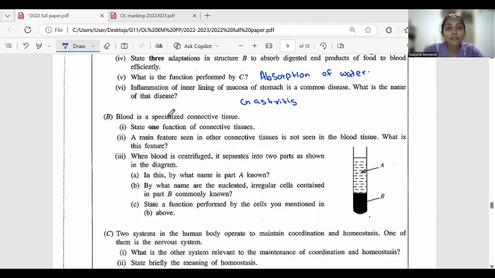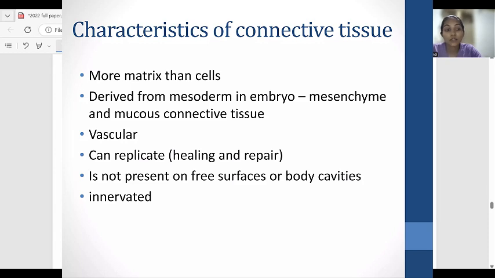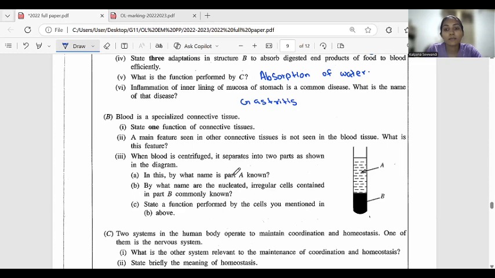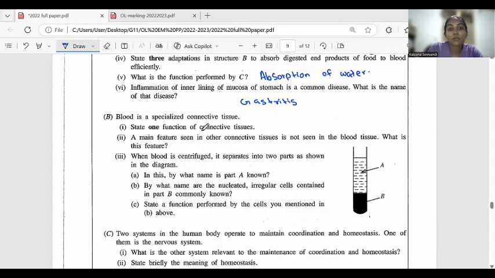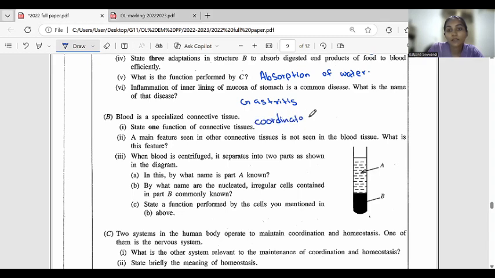Part B. Blood is a specialized connective tissue. State one function of connective tissue. Connective tissues are the tissues that connect tissues with other organs. Blood is an example. Through blood, many substances like water, oxygen, and nutrients are transmitted to many organs. So blood acts as connective tissue. We can write: coordinate tissues with organs. That is the function of connective tissue.